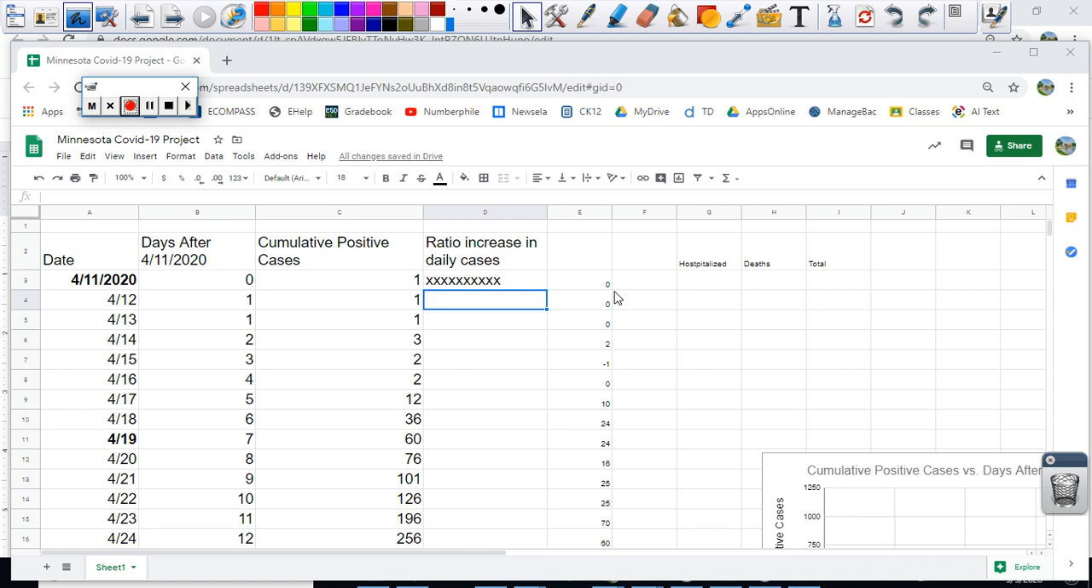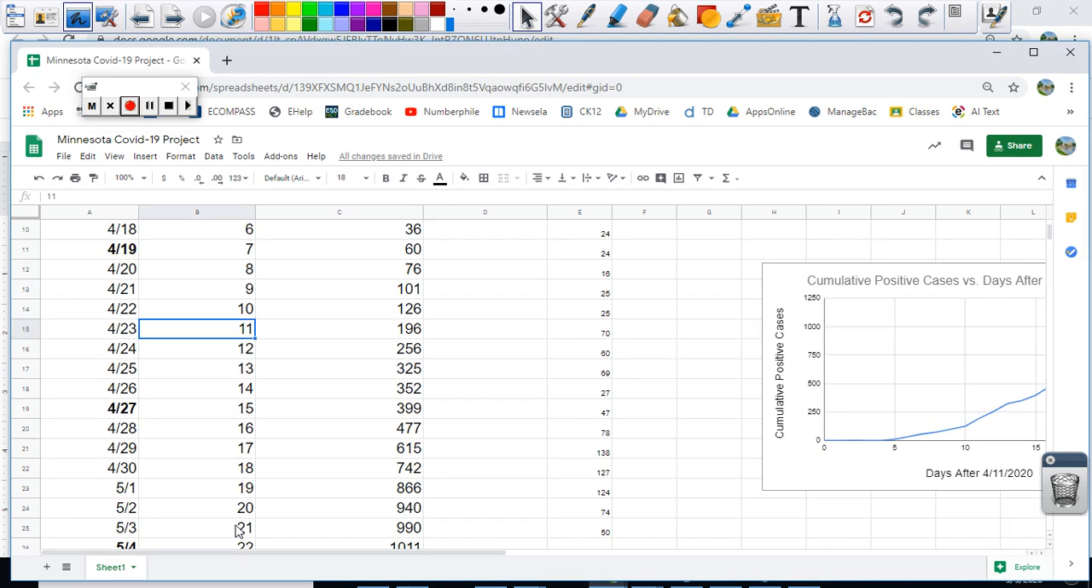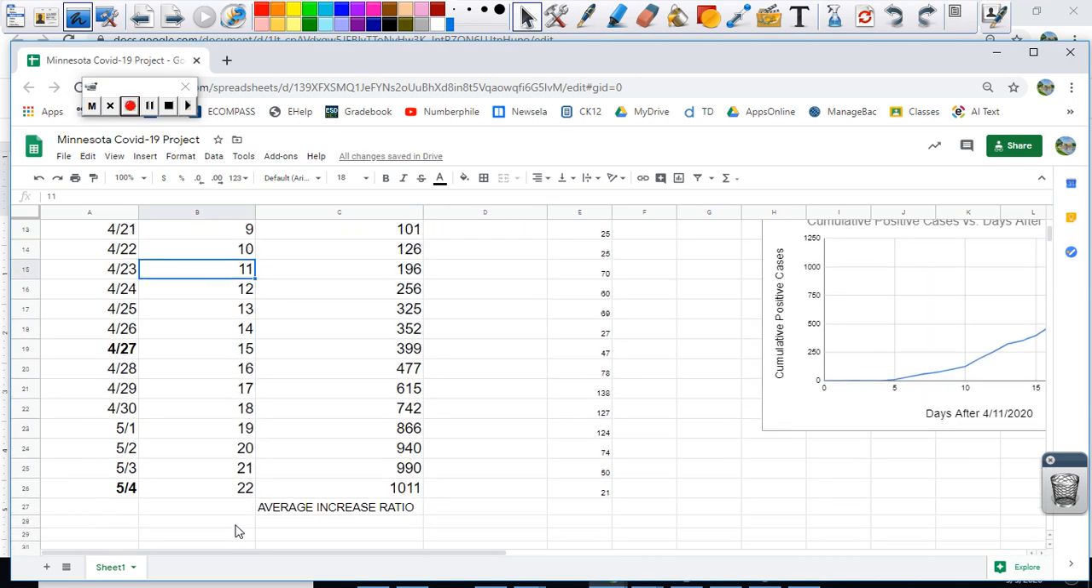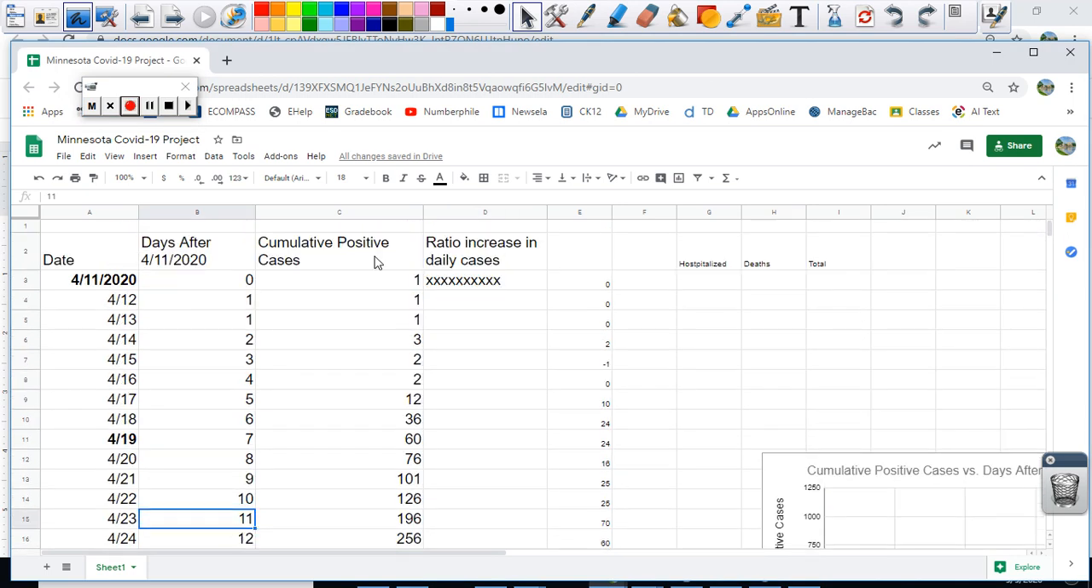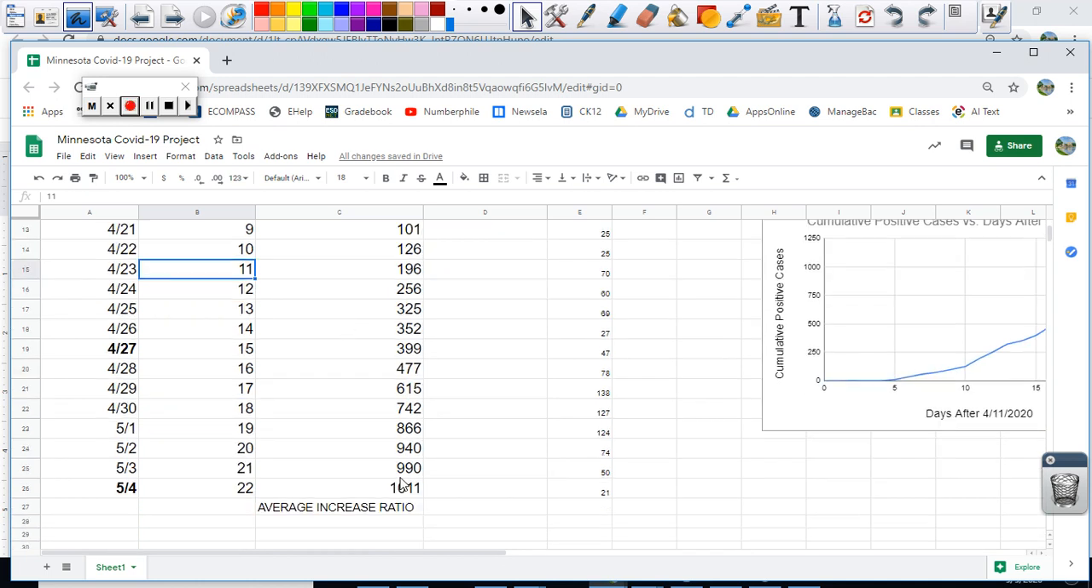This video is to show you how to use Google Sheets to calculate the constant multiplier. So as you can see, we are in a Google Sheet and you can see the days from 0 all the way down to 22 days. 22 days of data, and you can see the positive cumulative cases. So this is for Nobles County.